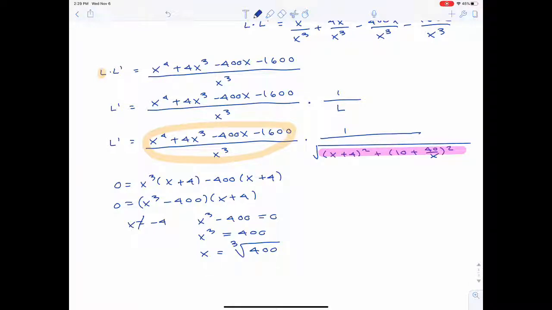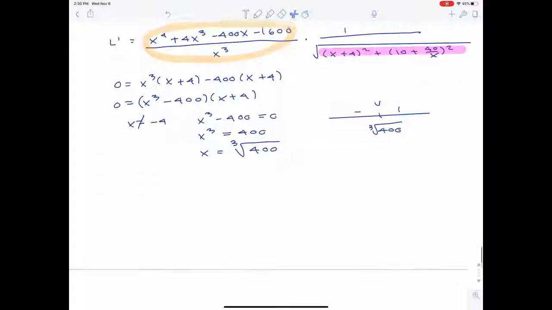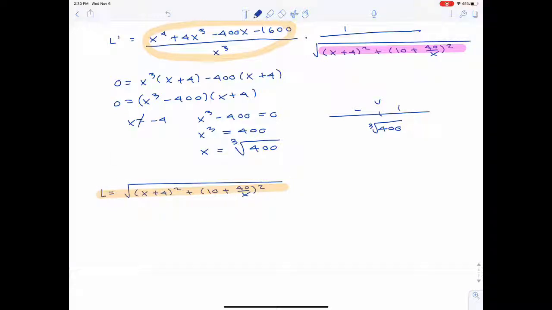If I go and check it, which is not a bad idea, and plug this into a sign chart, what I will notice is that it is indeed a minimum. So the x value for this thing up here is the cube root of 400. I can then plug that in for my ladder length, so I can plug it into this, and evaluate it. I'm cheating only because I think I'm running close to my 15-minute time limit. When I plug this in, I get 19.165 feet. So that is the smallest length of my ladder.